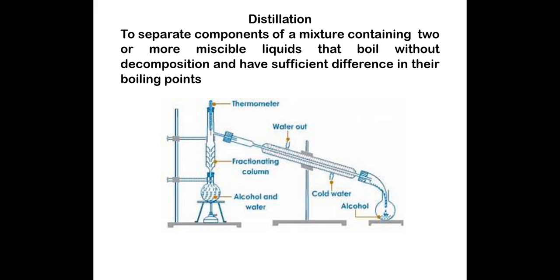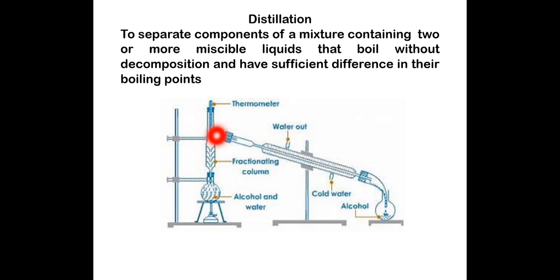The next is distillation. Earlier we studied the separating funnel, which is used to separate two immiscible liquids. Immiscible liquids means they cannot be mixed together, like a mixture of oil and water. Now if you have two miscible liquids, you can separate them using distillation, but not all. Only those that boil without decomposition and have a huge difference in their boiling points. The setup is very simple. Let's say you have a mixture of alcohol and water. You can take acetone and water in this round flask.